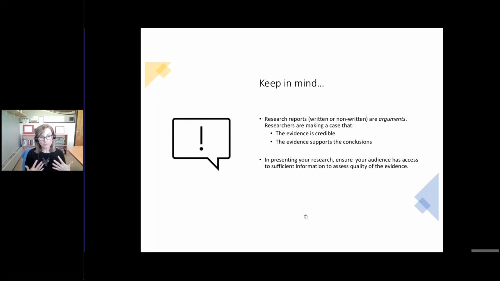And last week when I talked about using other people's research, I asked you when you're reading research to make that assessment yourself of if that other person's evidence is credible, and to make that assessment yourself of if the other person's evidence supports their conclusion. Now that you're in the other role, it's your job to make sure that your audience, whoever is consuming the information that you're putting out, has sufficient information to be able to make those same assessments themselves. They need to be able to assess the quality of the evidence. They need to be able to see the link between your evidence and the arguments that you are making. So you just want to be very mindful of that.